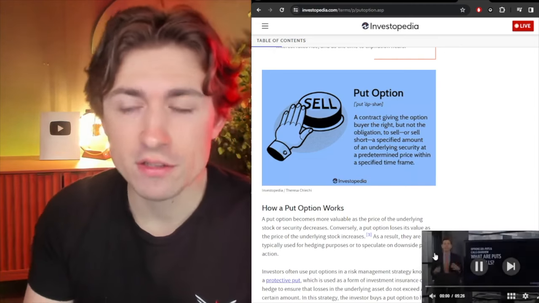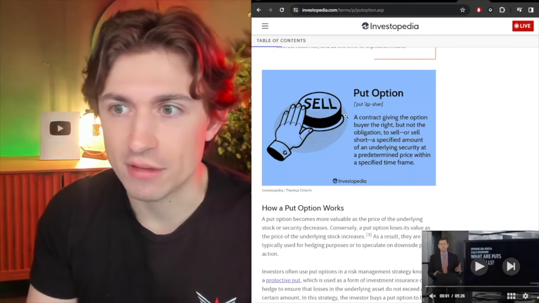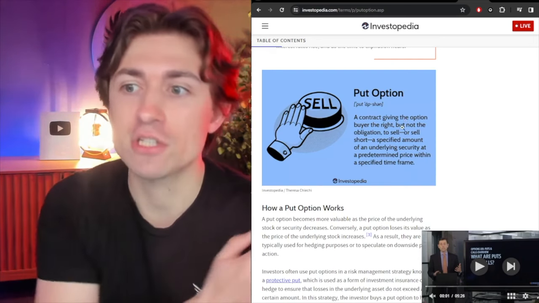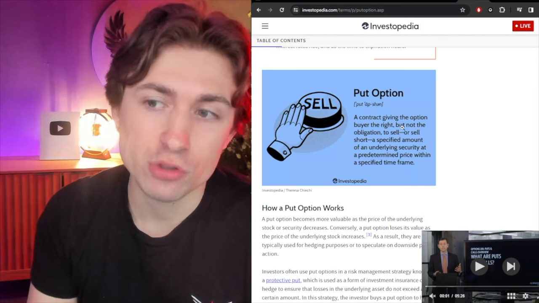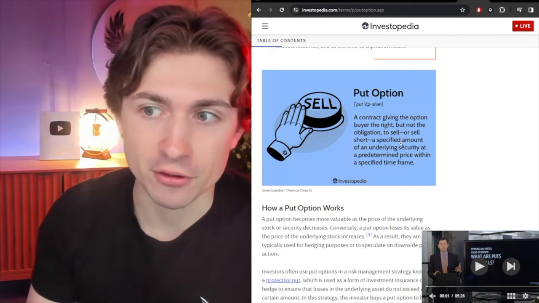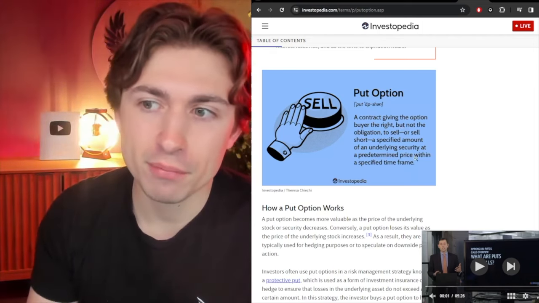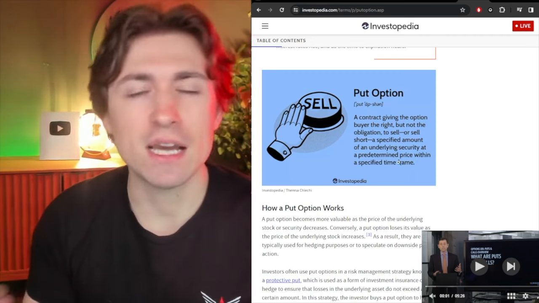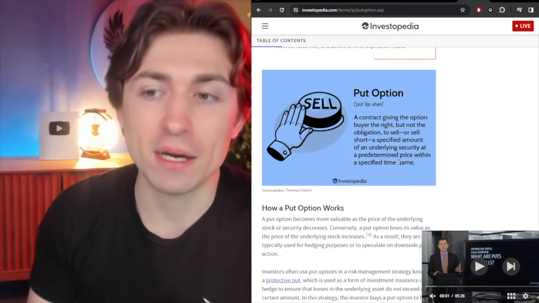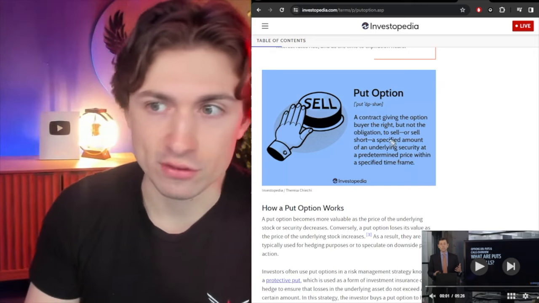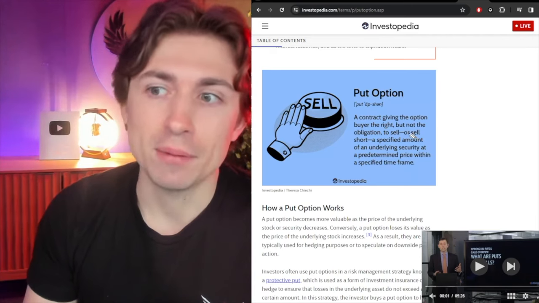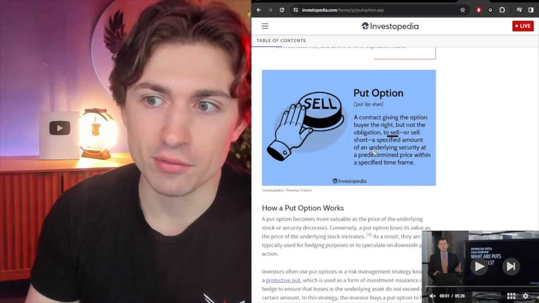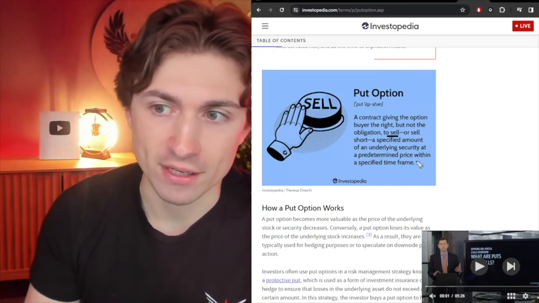But first, we also need to know what a put option is, so let's do that as well. A put is a contract giving the option buyer the right, but not the obligation, to sell or sell short a specified amount of an underlying security at a predetermined price within a specified time frame. It's basically a call option, but the opposite. You're betting something will go down if you're buying puts, because you think the price is going to drop. So you want the right, but not the obligation, to sell or short a specified amount of an underlying security at a predetermined price within a specific time frame.